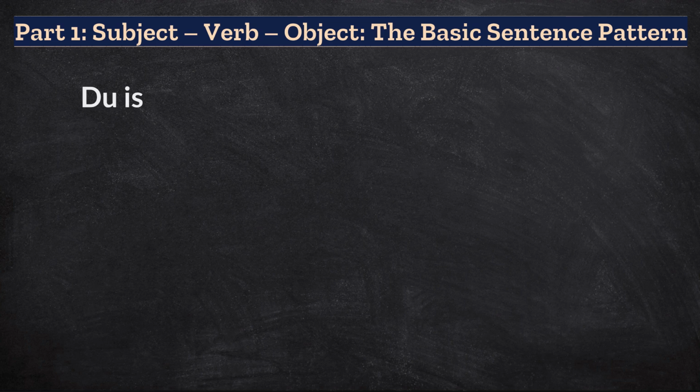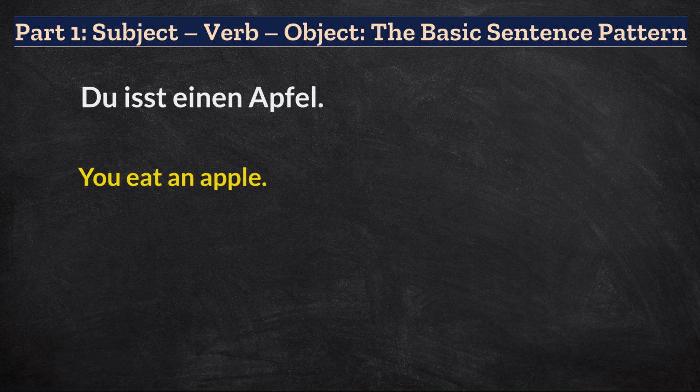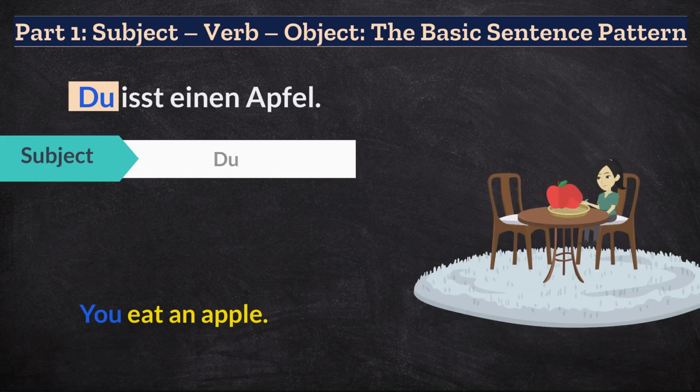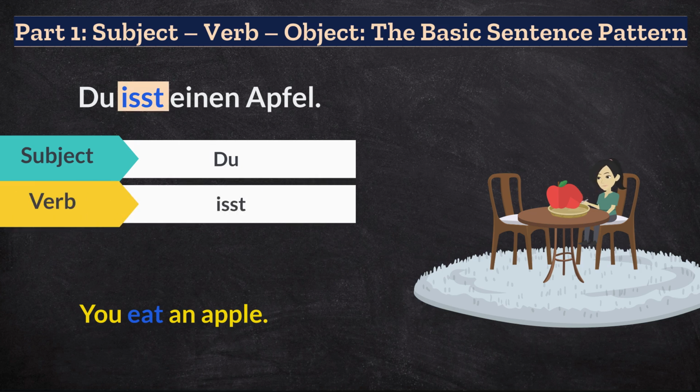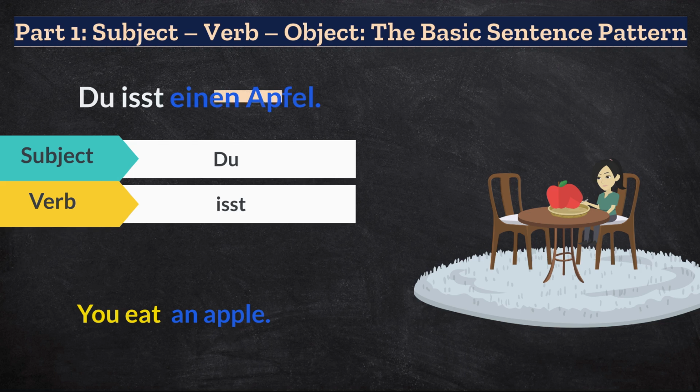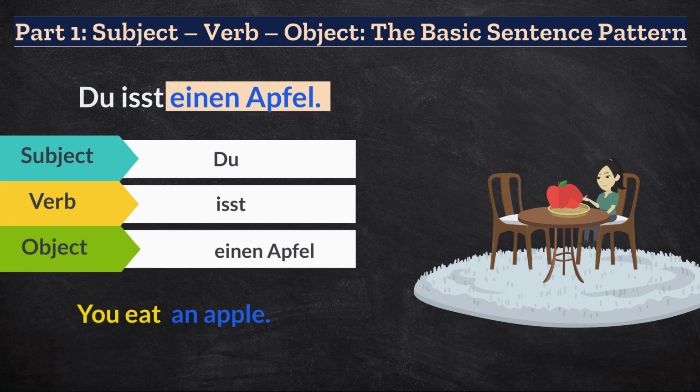First example is, Du isst einen Apfel. This means, you eat an apple. In this sentence, Du means you, and that is the subject. And then, isst means eat, so this is the verb. einen Apfel means an apple, that is the object.